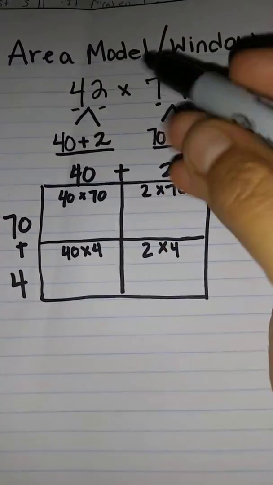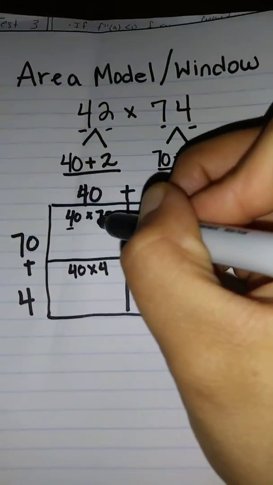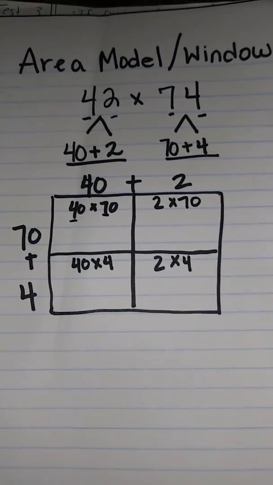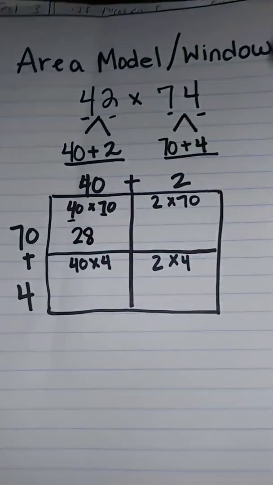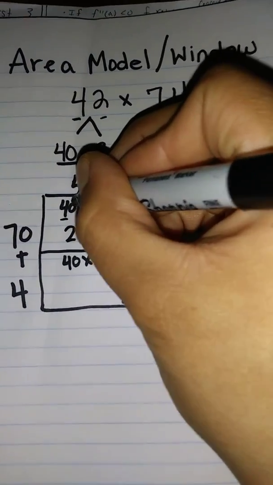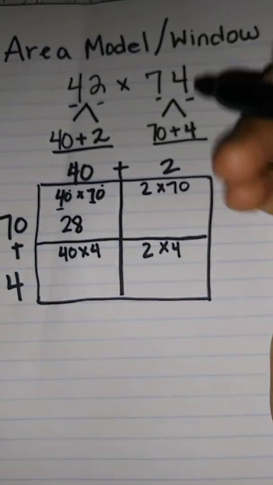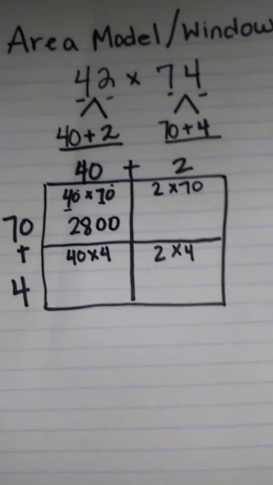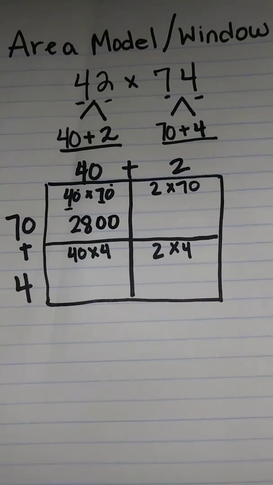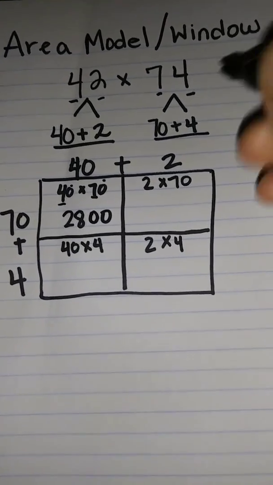Alright, so now the zero trick. I'm going to multiply my digits that are not zeros first. 4 times 7 is 28. Then I'm going to count my zeros. I have 1 zero, 2 zeros. So 1 zero, 2 zeros. That's my first product.